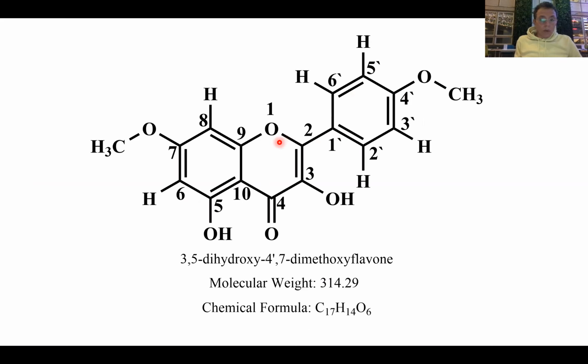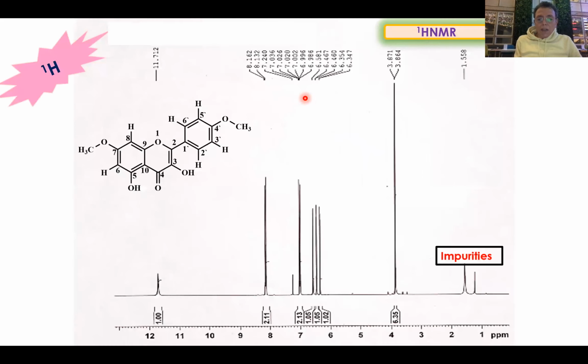When we go to the numbering system: 1, 2, 3, 4, 5, 6, 7, 8, 9, 10, and here 1', 2', until the end. If we look at the proton NMR spectra, as we discussed before, the chemical shift is between 1 to 15. Here is the aliphatic region until 6.2, then the aromatic region, and from 8.5 until the end is the functional group region. Regarding integration, this is 2 protons, for example, and this is 1 proton, which means the number of protons carried by hydrogen.